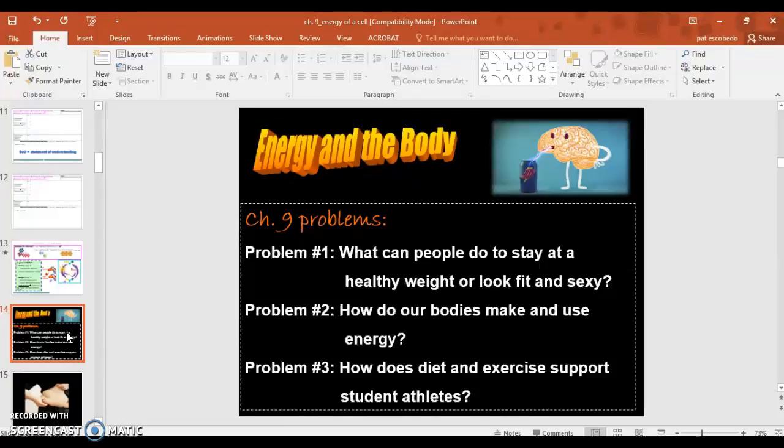What does it mean to be fit? How do our bodies make and use energy? And what kind of diet and exercise supports student athletes? These are the focus problems of this chapter for us.